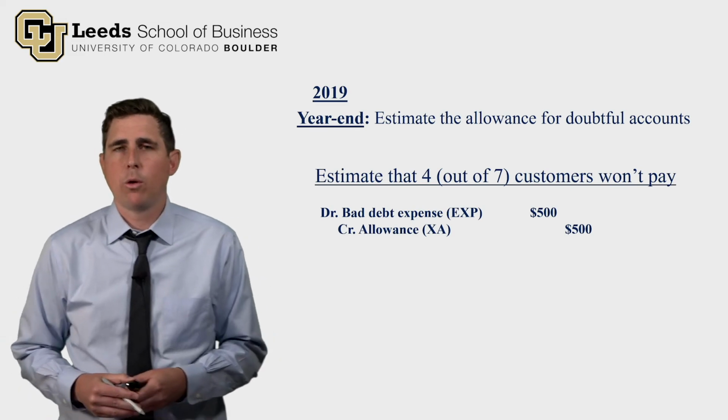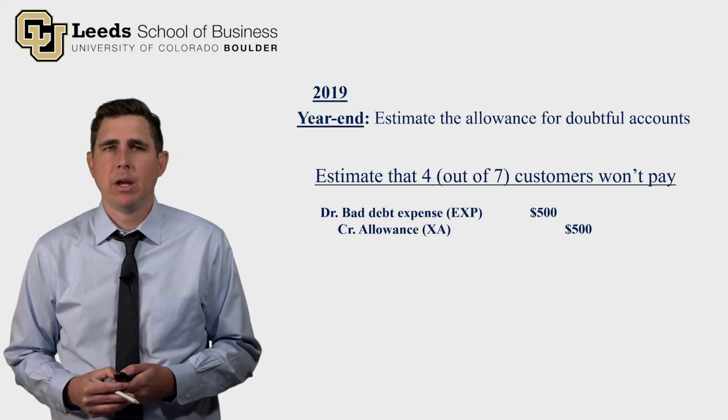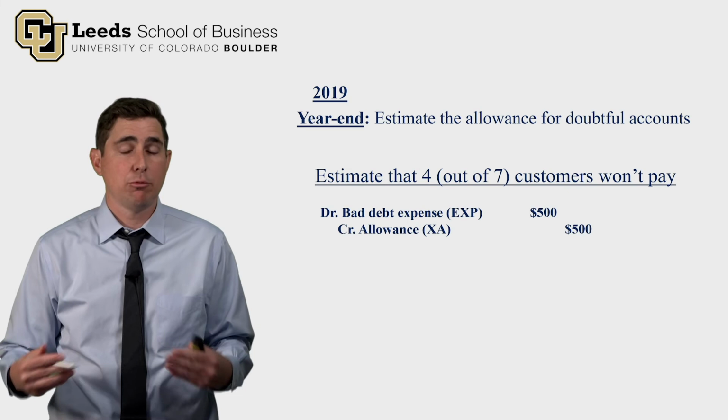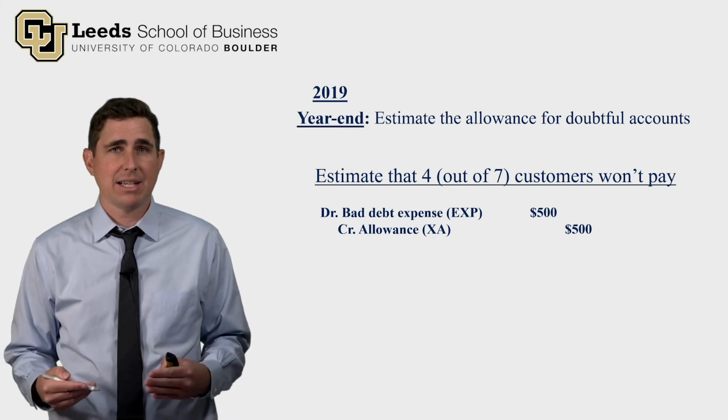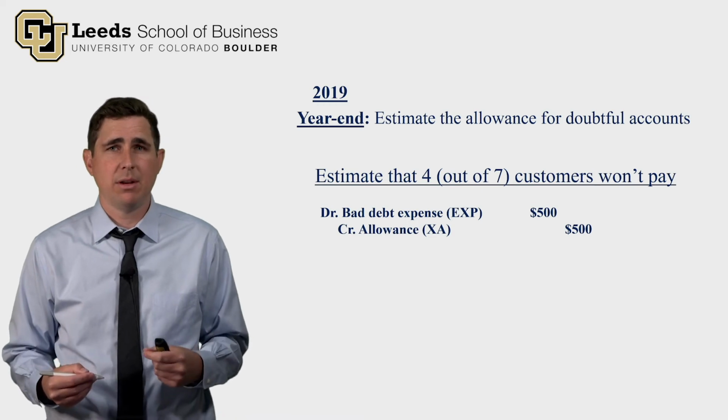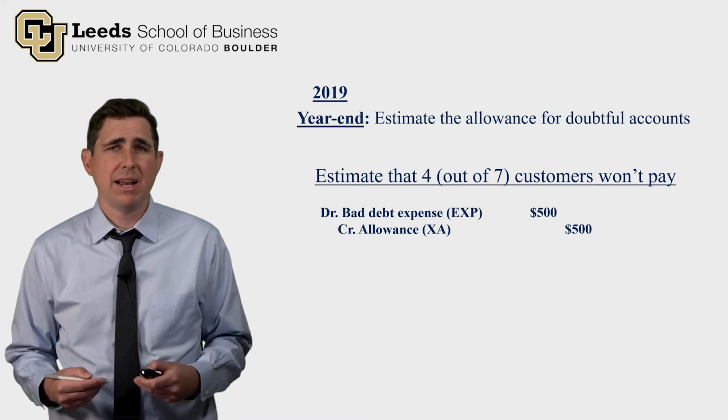Now we're ready to record this bad debt expense journal entry with a credit to the allowance, re-establishing the allowance to $400, and a debit to bad debt expense. So the 2020 income statement is going to have $500 of bad debt expense on it.